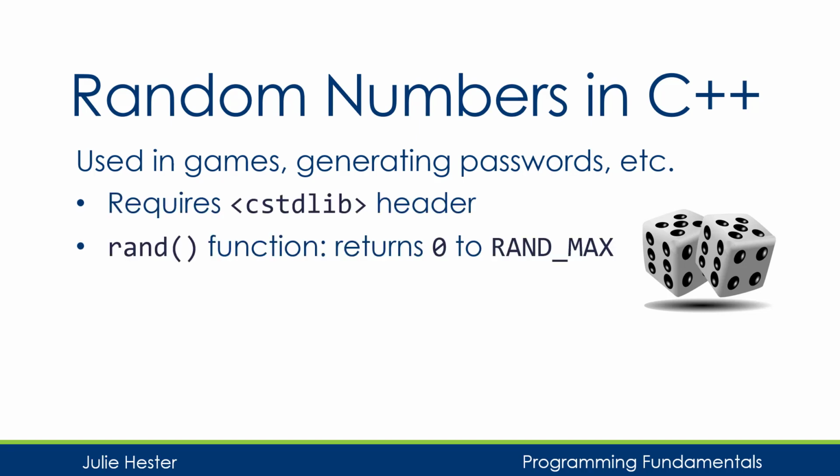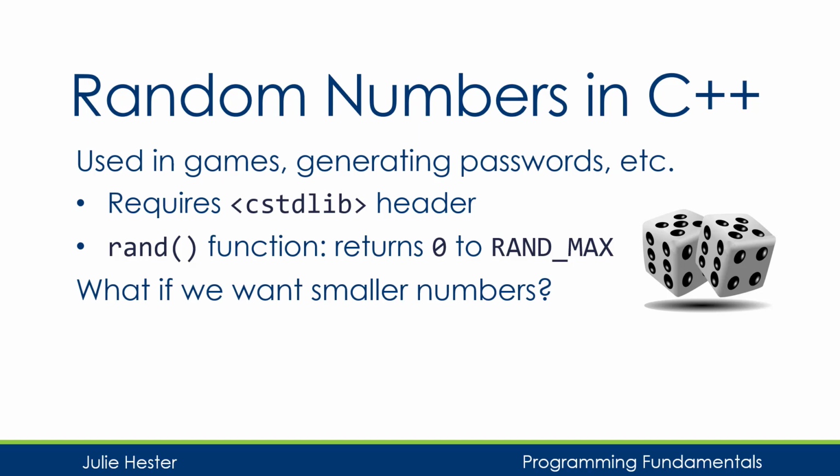In order to actually generate random numbers in C++, we're going to need a new header file, the cstdlib, which is short for C standard lib. That header file has a function called rand, R-A-N-D. It has open parentheses, and does not take any parameters. When I call this function, I can get a value anywhere from 0 to rand max. Rand max is a number that depends on your compiler and your system, but it's often about 32,000.